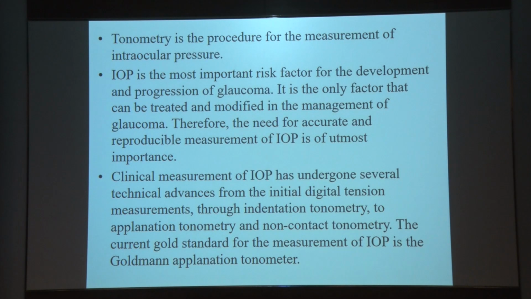Tonometry is the procedure for the measurement of IOP. IOP is the most important risk factor for the development and progression of glaucoma. It is the only factor that can be treated and modified in the management of glaucoma. Therefore, the need for accurate and reproducible measurement of IOP is of utmost importance.